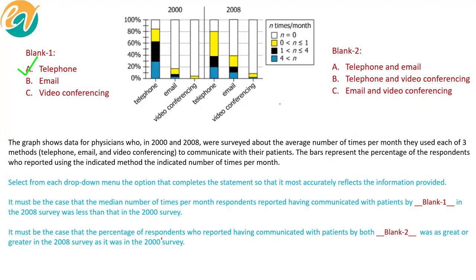So now I'll just draw a diagram, all right? For 2008, email and video conferencing. So this is 40%, correct? 40%. And this is email and video conferencing is 5%.